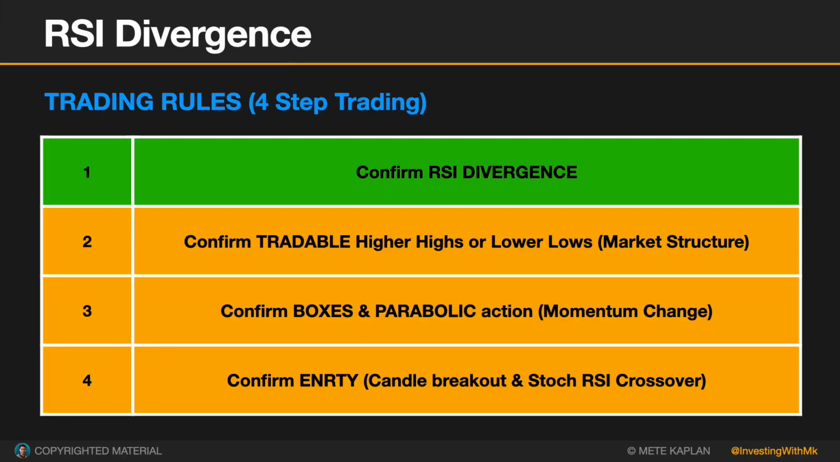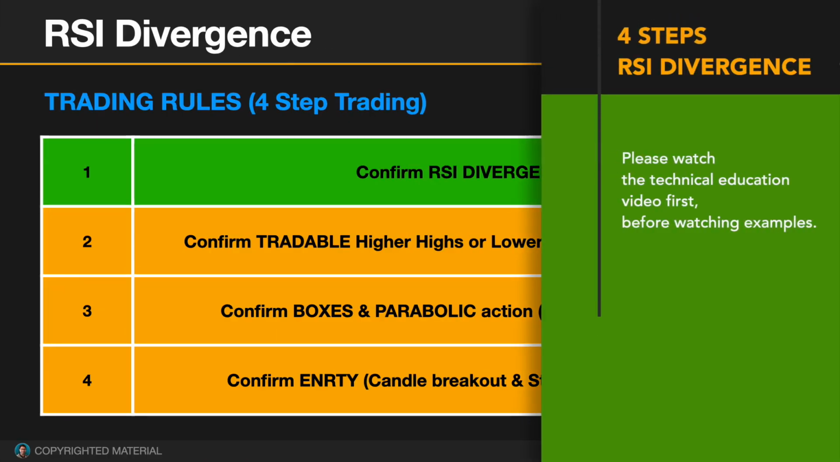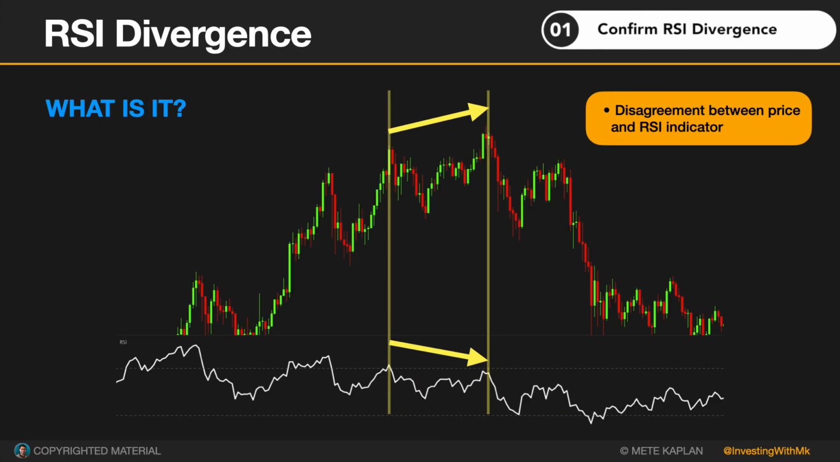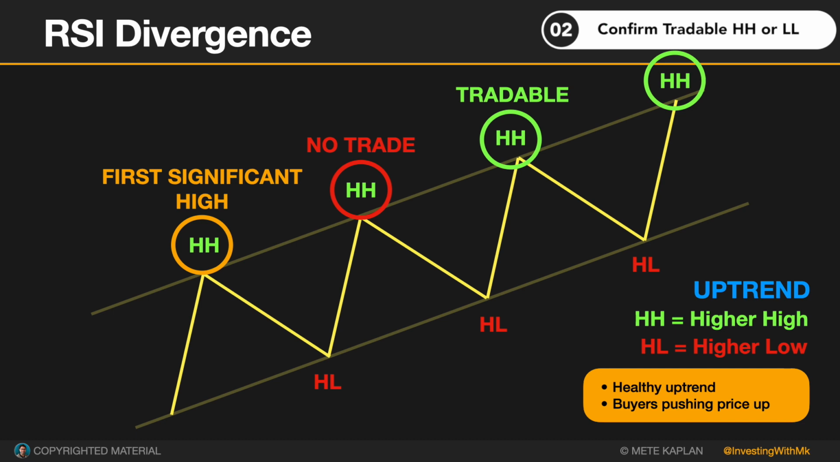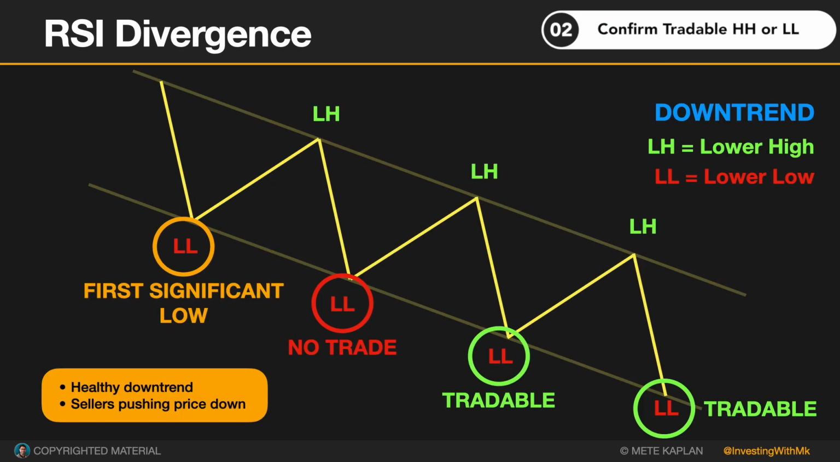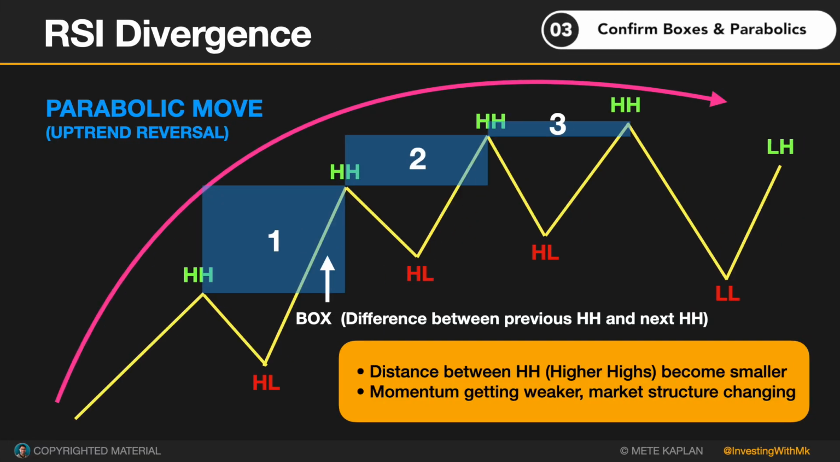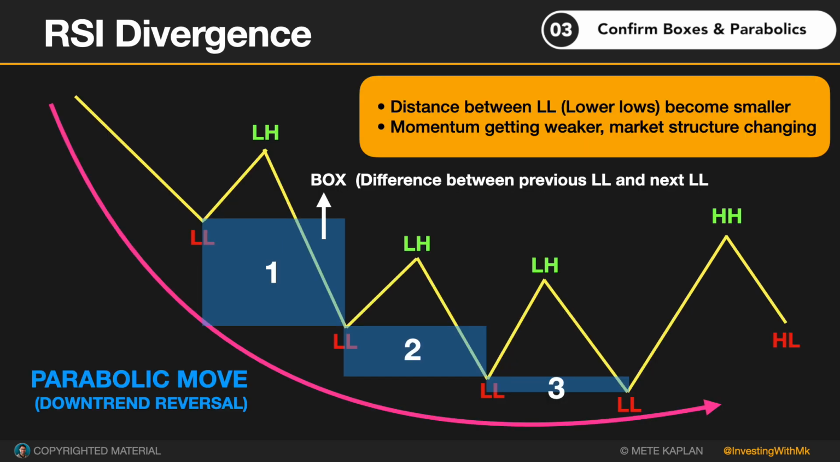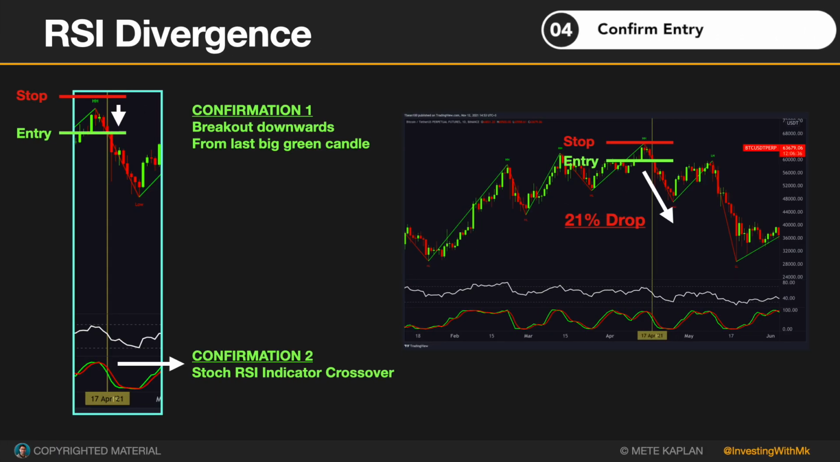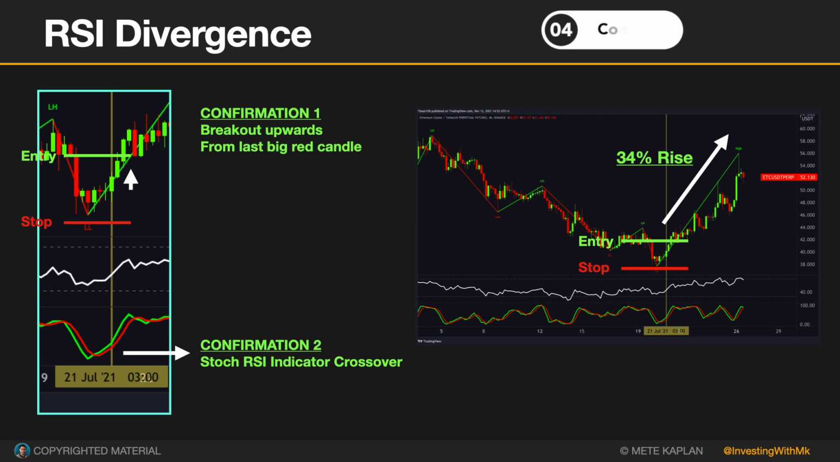Before we start, do you remember the 4-step technique? Please watch that video first. However, briefly. 1. Confirm RSI divergence, the disagreement between price and RSI indicator. 2. Confirm tradable higher highs and lower lows. You cannot trade every higher high or lower low. 3. Confirm boxes and parabolic action. This was a secret that I showed you in my previous video. You have to understand the momentum. 4. Finally, we have learned how to enter a trade and place our stop loss order.